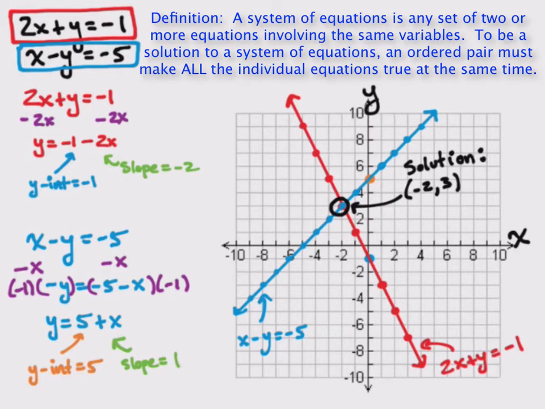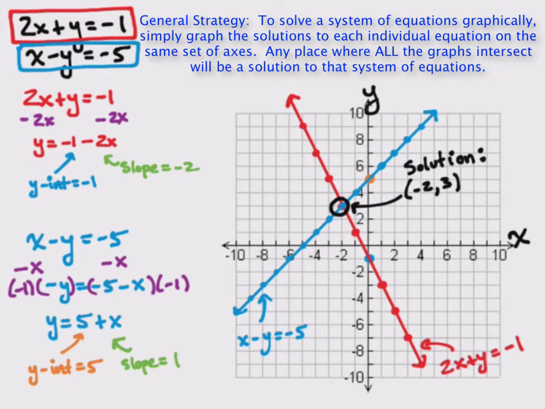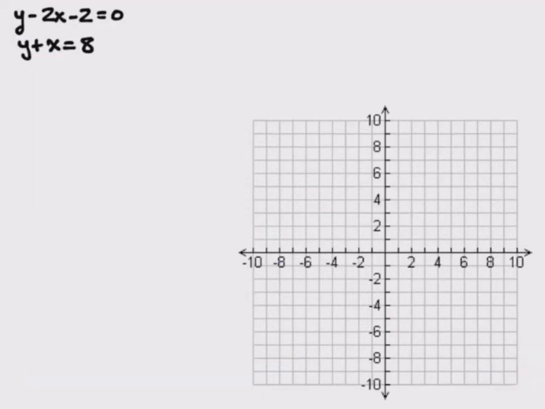And so our first strategy for solving a system of equations with two variables is simply to graph all the solutions to each individual equation, and any point where all the graphs intersect represents a solution to the system of equations, because that point will make all the equations true at the same time. Alright, time for some practice. Now I'd like you to try to solve this system of equations.